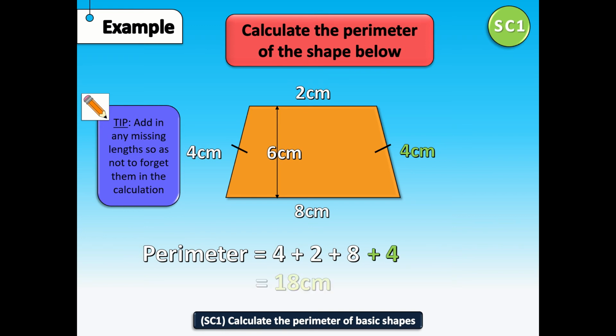So the perimeter is 18 centimeters. Remember, you only need to add up all of the sides, so we don't include the 6 centimeters in the middle because that's not a side.